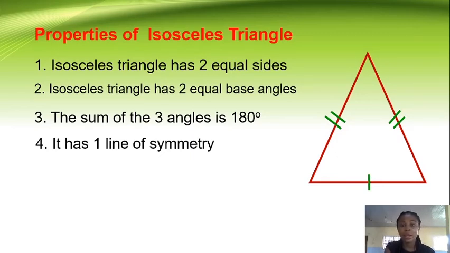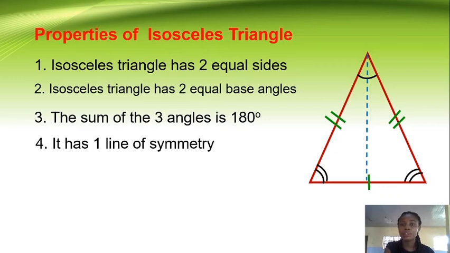Now, isosceles triangle has 2 equal base angles. Look at them. You can see 2 base angles that are equal. You can see 2 arcs there, but one angle is different. Can you see that? 2 base angles, one different angle. Okay? Lines of symmetry, only one.